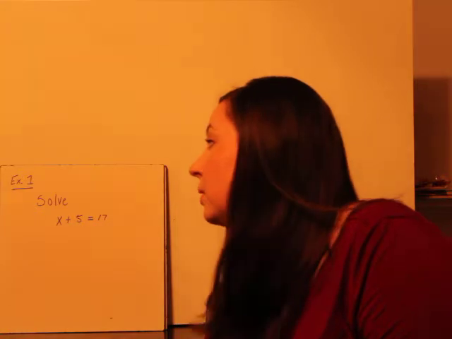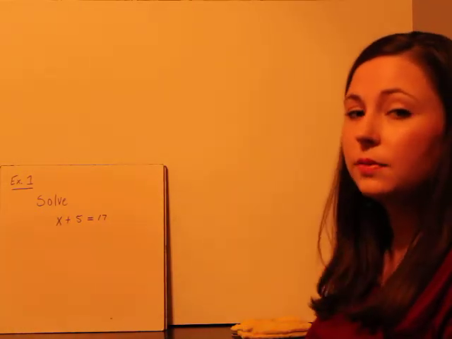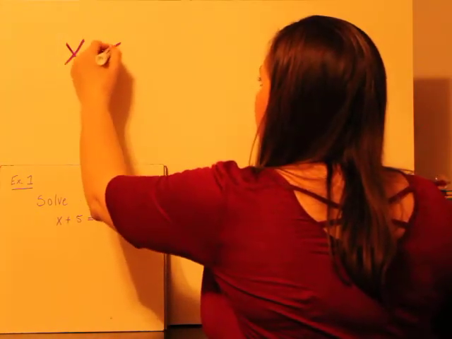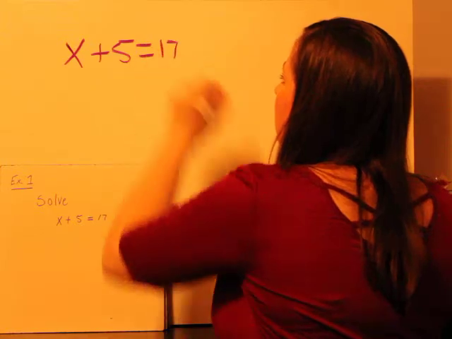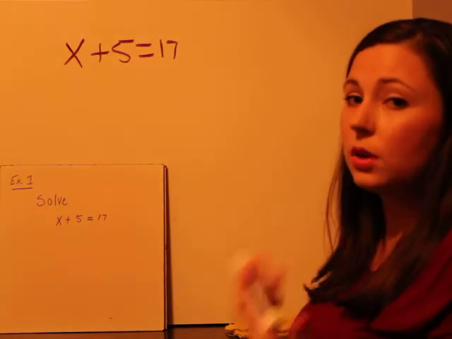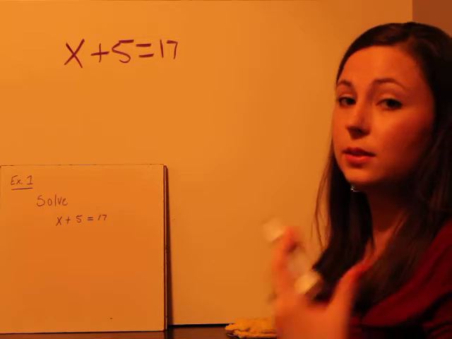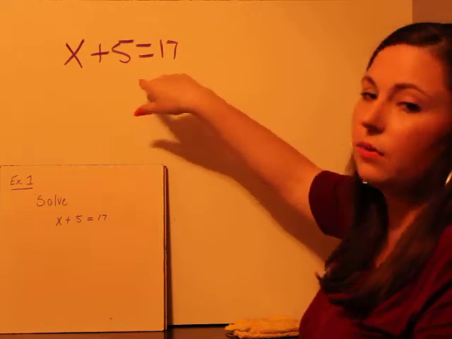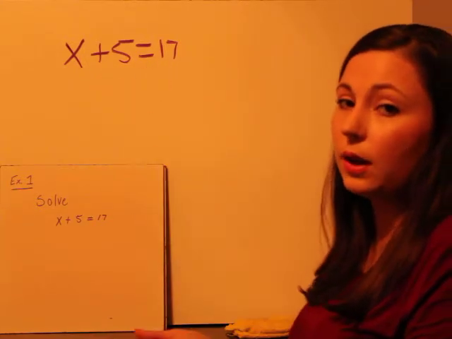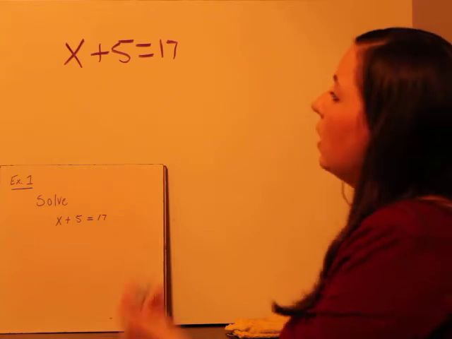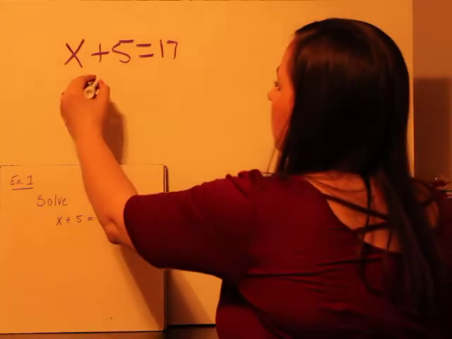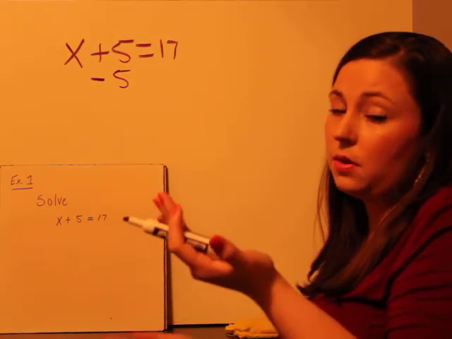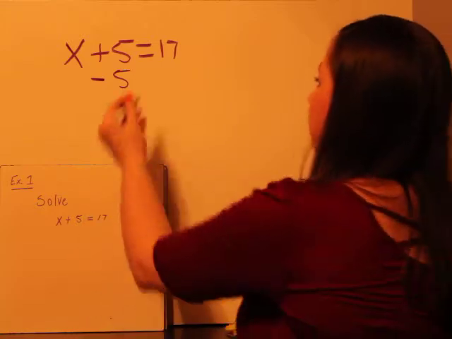Our first example is going to be to solve x plus 5 equals 17. So I'll write this down. X plus 5 equals 17. And our goal when we're solving an equation is to get the variable by itself. Right now we have an x and we also have that we're adding 5 to it. We want to undo the adding 5. So in order to undo adding 5, we have to do the opposite, which is subtracting 5. And again, if we subtract 5 on one side, we have to subtract 5 on the other so that we keep it balanced.